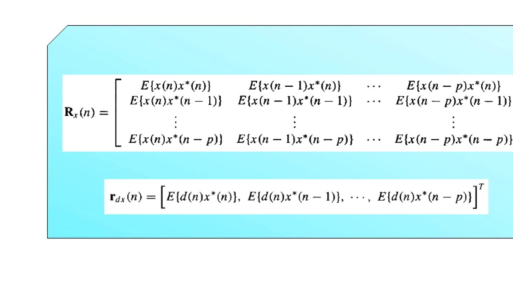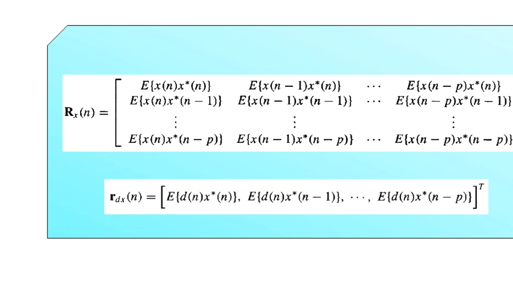The second element will be capital E of x of n minus 1 into the conjugate of the same x of n minus 1, whereas the last element of the second row will be E of x of n minus p into the conjugate of x of n minus 1. In this way, for the last row it will be capital E of x of n into the conjugate of x of n minus p. The second element is E of x of n minus 1 into the conjugate of x of n minus p, and at the last we have E of x of n minus p into the conjugate of x of n minus p.